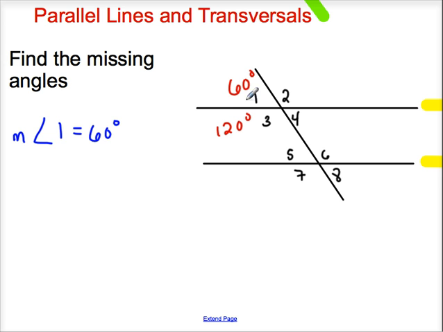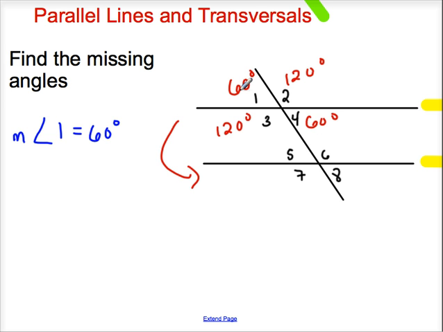1 and 2. So if this is 60, then this has to be 120. And 2 and 3 are what kind of angles? Vertical angles. The vertical angles are congruent. So if this is 120, this is 120. 1 and 4 are what kind of angles? Vertical. So if 1 is 60 degrees, then 4 is also 60 degrees.